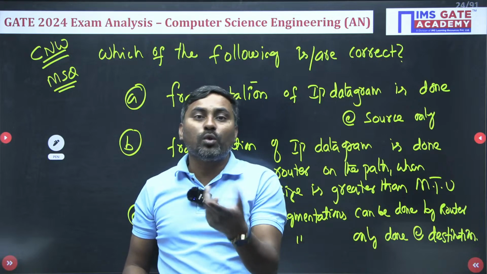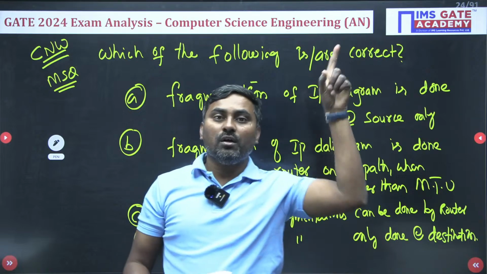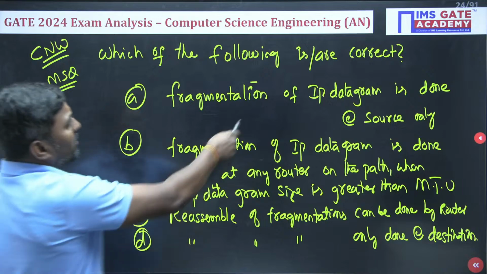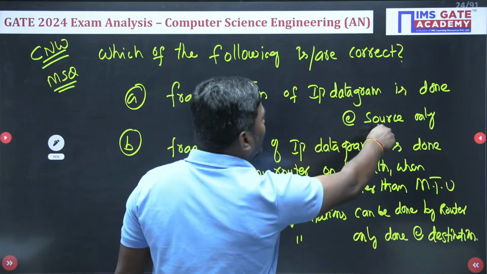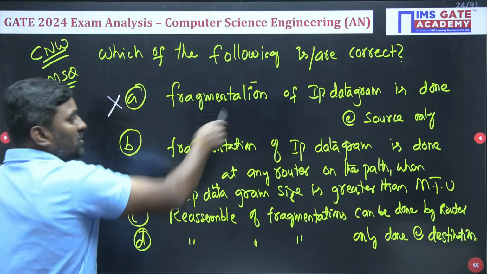Hence we cannot do reassembling of the fragments at routers in between the path. You have to do it only at the destination. So this knowledge is there. We can answer: fragmentation of the datagram is done only at the source.